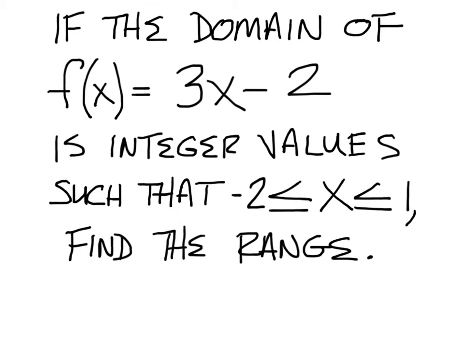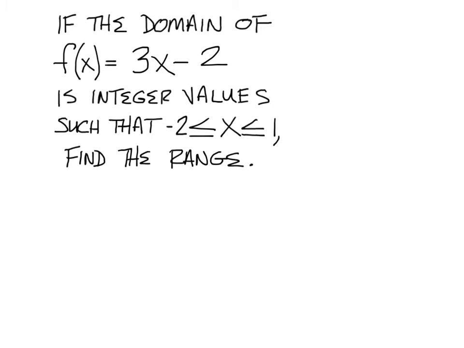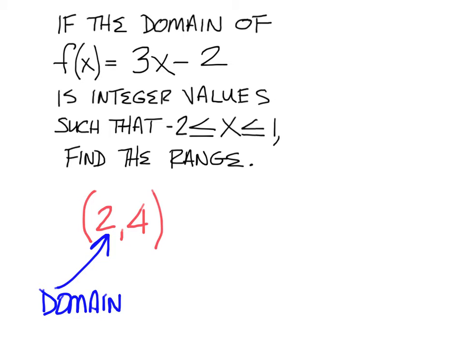Okay, if the domain of f of x equals 3x minus 2 is integer values such that -2 is less than or equal to x and x is less than or equal to 1, find the range. That's the exact same thing that we just did. The wording is different. So we'll explain the wording. If you generate an ordered pair such as 2, 4, this is given to you. That's the domain. What comes out is the range.